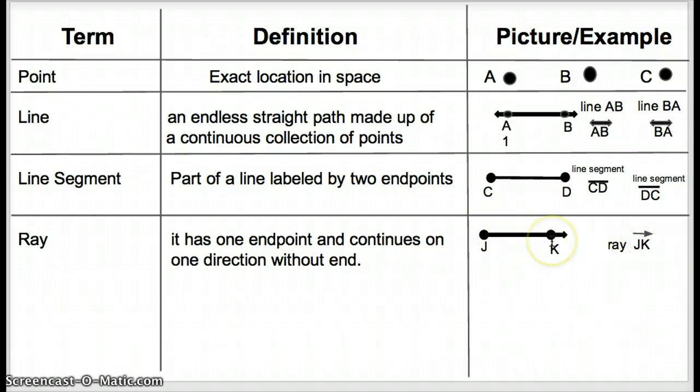And this is one of the instances where, with a ray, you cannot switch them around. You cannot call this ray KJ. It always starts with the endpoint, J. And the symbol is the same as what a ray looks like. It's a line with one arrow at the end, making sure that the arrow goes in the direction of to the right, because you're always going to start off with the endpoint. Ray JK. Can't switch it around.